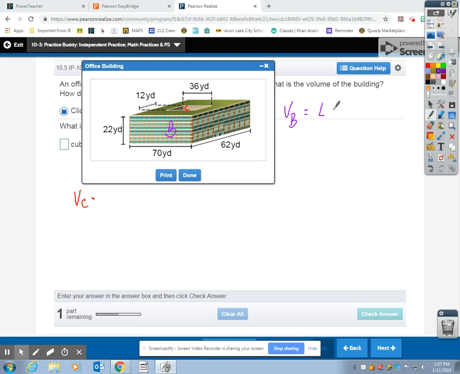So we have volume of B. We know volume equals length times width times height. Well, my building, quite obviously, is 70 yards long times 62 yards wide times 22 yards high. So I have everything that I need to solve this equation. So let's start here. I am first going to multiply 70 times 62, my length times my width, so that way I can help figure out how to get this started. So I need to do 70 times 62.